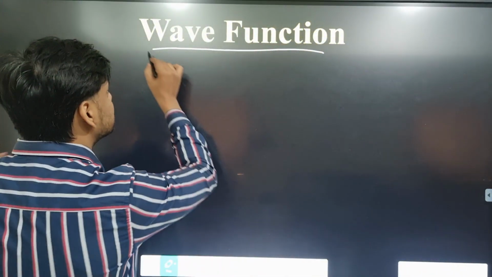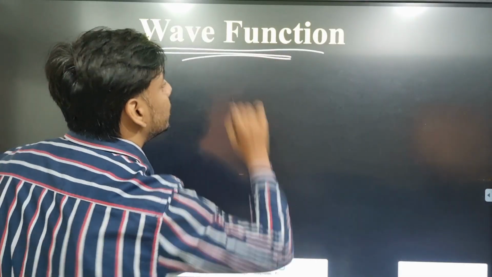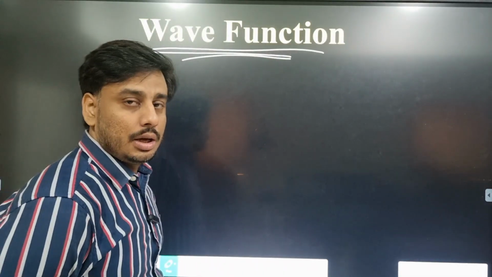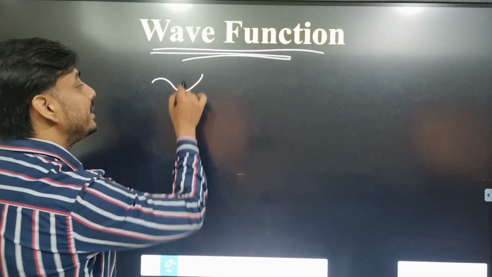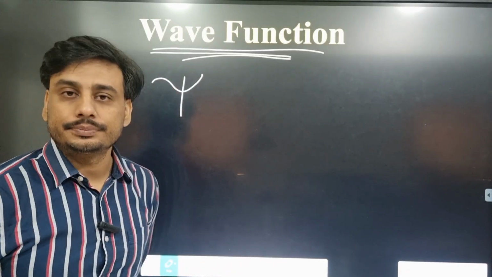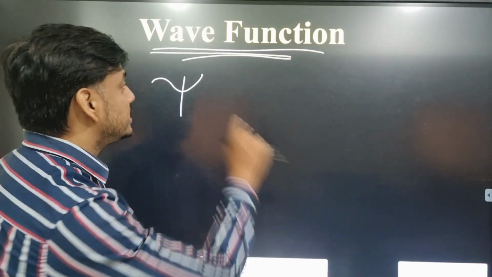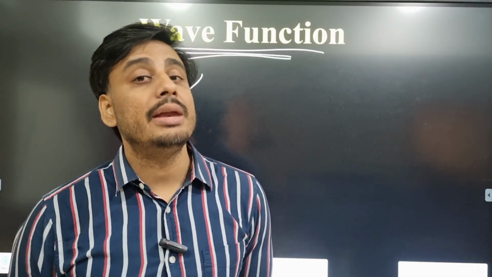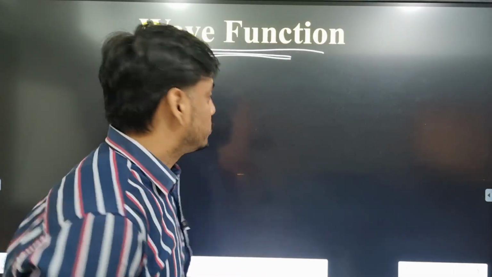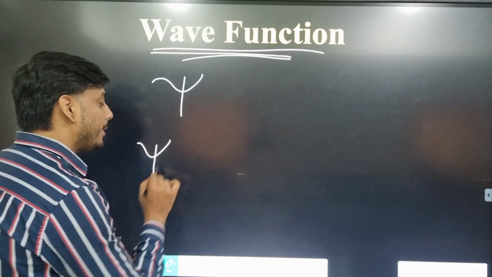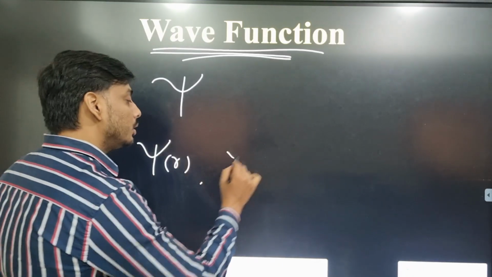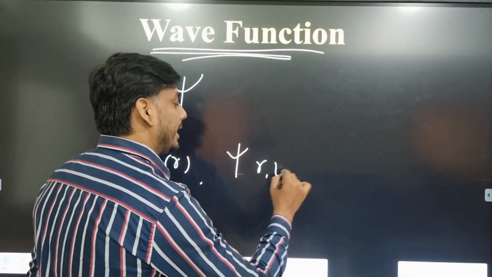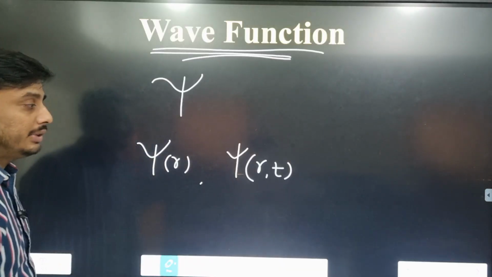So the quantity or factor which varies in case of a matter wave is known as the wave function, and the wave function is represented by the symbol psi. So the wave function is the factor which varies in case of any matter wave or de Broglie wave. The wave function can be represented by psi(r) or by psi(r,t). Then what is the difference between them?